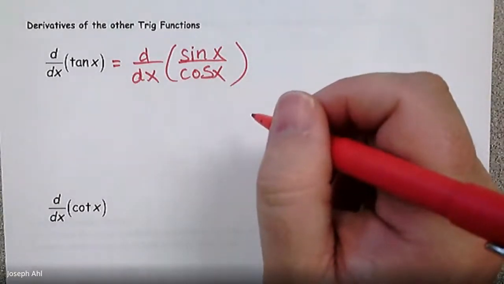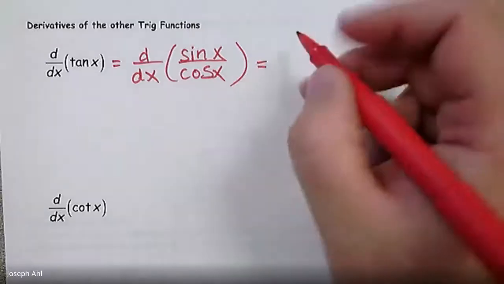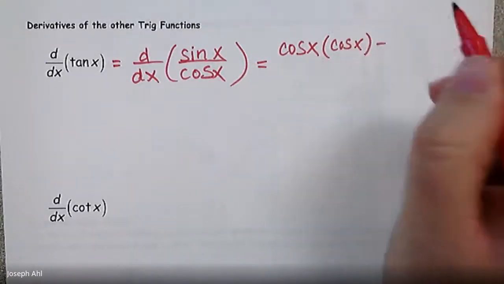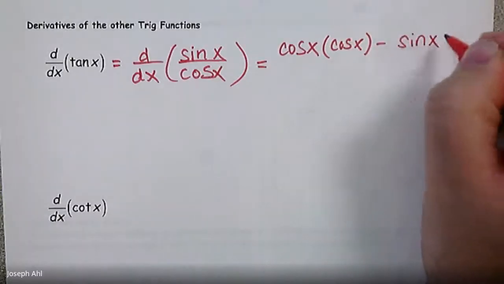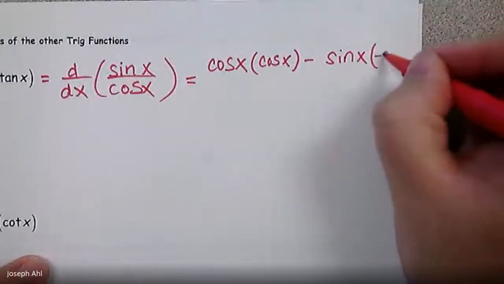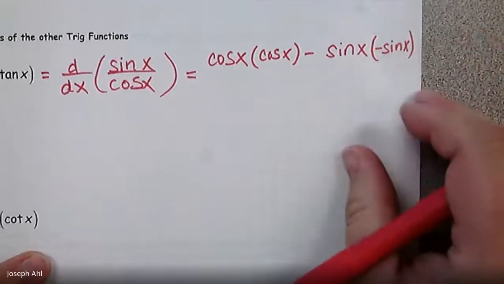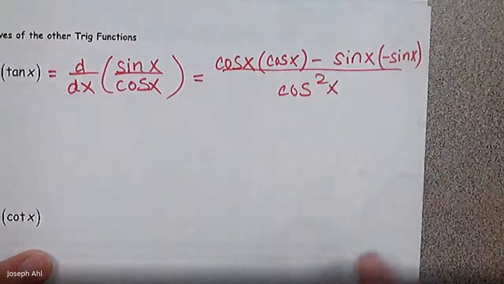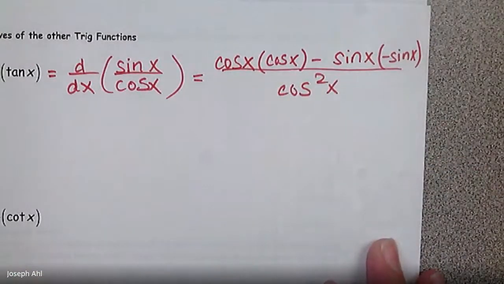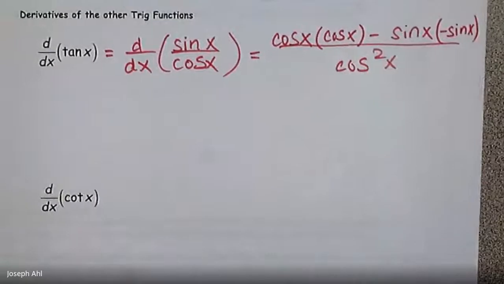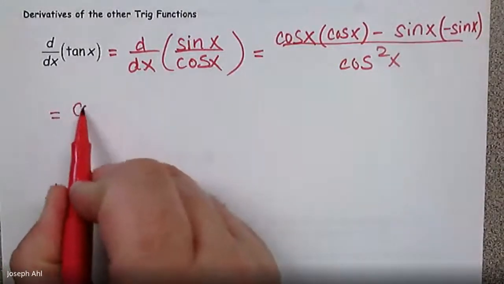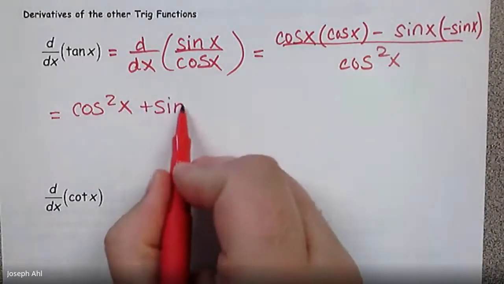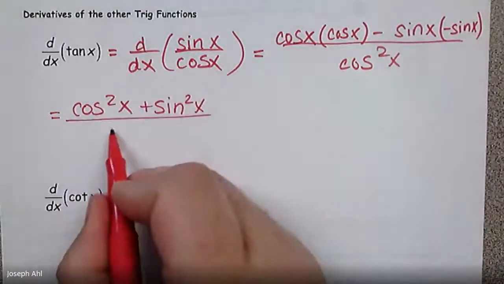So we're going to do low d high minus high d low over low squared. Okay, low d high, derivative of the top is cos, minus high d low. Derivative of the bottom is negative sine x, so be careful there, over low squared. That would just be cos squared. Okay, so let's simplify it from here then. The top becomes cos times cos, which is cos squared. Negative sine x times negative sine x is plus sine squared over the denominator cos squared.